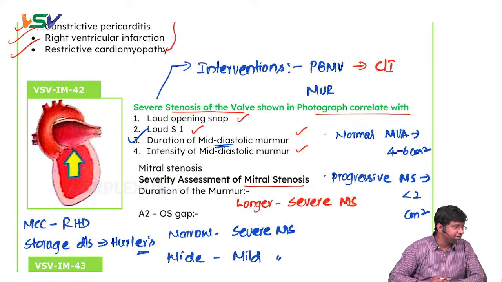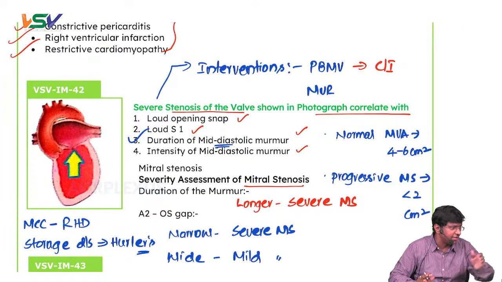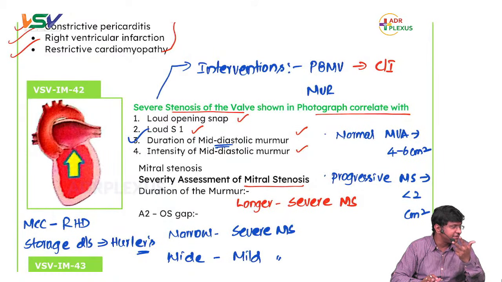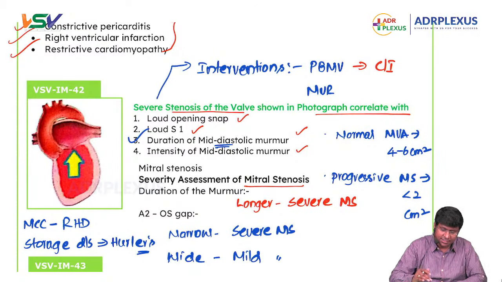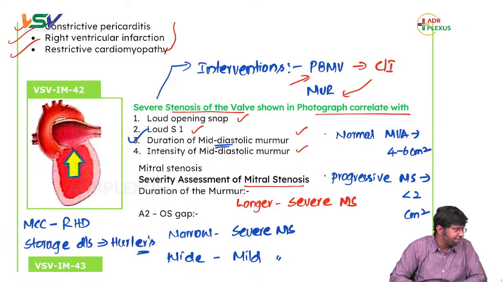Yeah, PBMV we do with the help of the Inoue balloon. There I will discuss what exactly the contraindications are. Already you people said it: calcification of the mitral valve. Then if the individual has associated MR, and if there is presence of left atrial thrombus, these three are the contraindications for PBMV. Wherever the contraindications are there, you need to do mitral valve replacement.